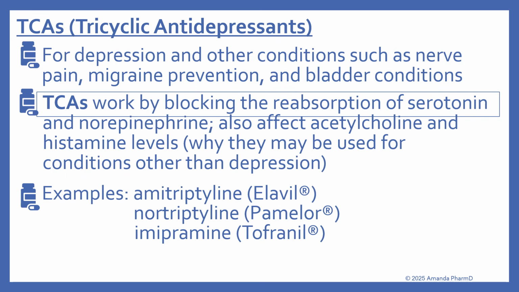Next are the TCAs, or tricyclic antidepressants. These are for depression and other conditions such as nerve pain, migraine prevention, and bladder conditions. The TCAs work by blocking the reabsorption of serotonin and norepinephrine, and they also affect acetylcholine and histamine levels. This is why they may also be used for conditions other than depression. So some examples include amitriptyline, brand name is Elavil, nortriptyline, brand name is Pamelor, and imipramine, brand name is Tofranil.